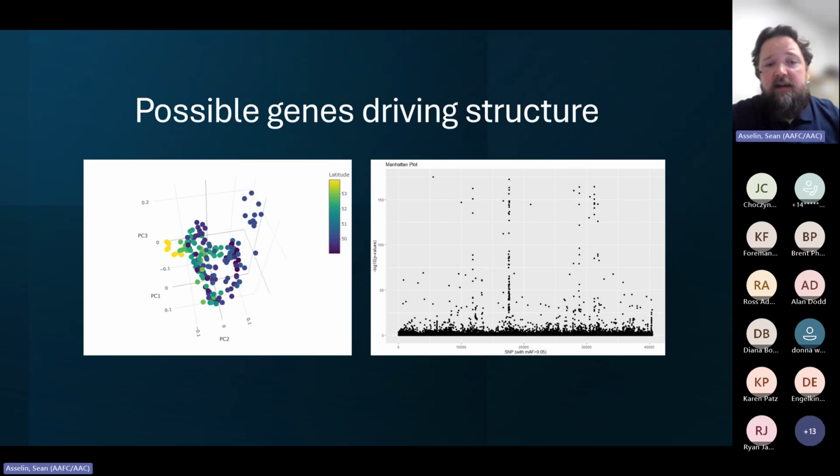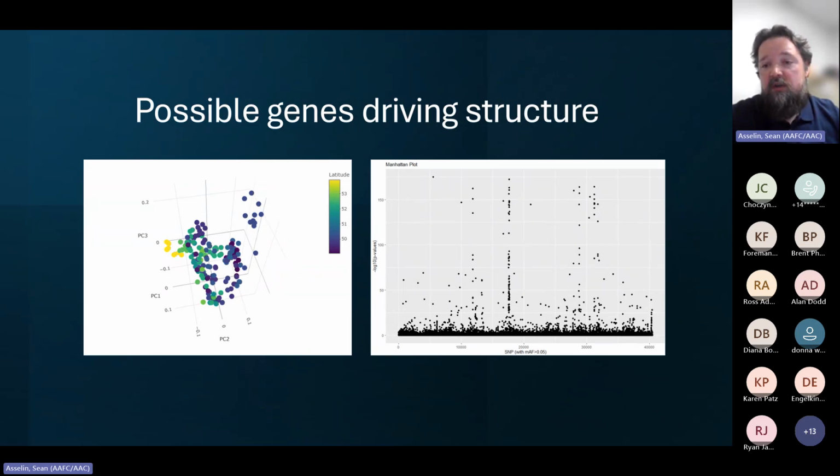And on the left-hand side of the screen there, I plotted populations from Western Canada based on latitude. And you can see that there is a gradient along the principal component, in this case, between individuals. So we do see some potential that there may be some adaptation to latitude in our Western Canadian populations.